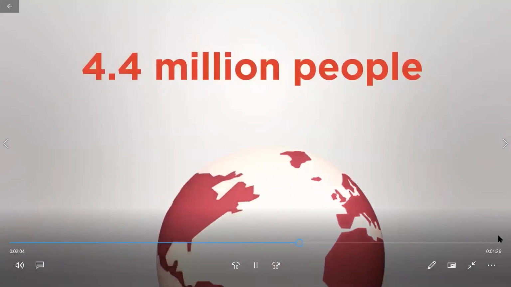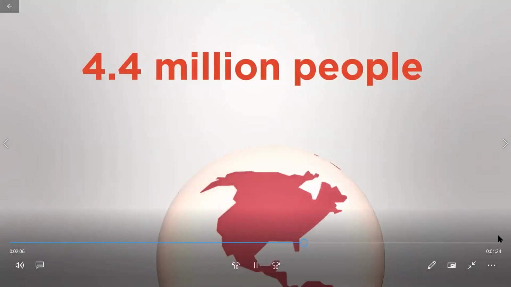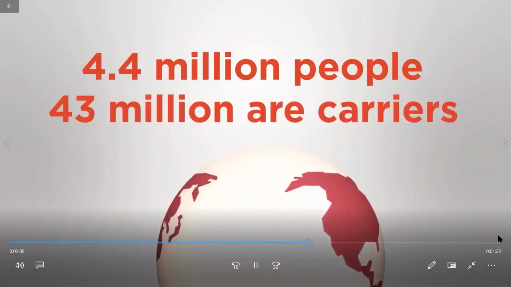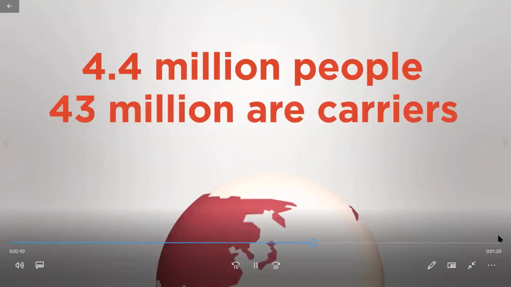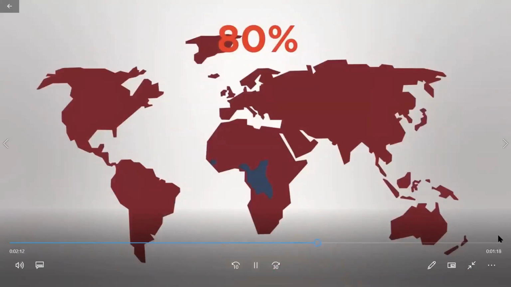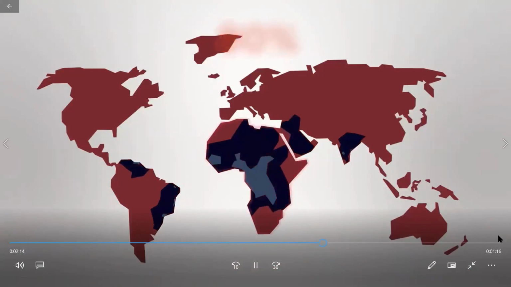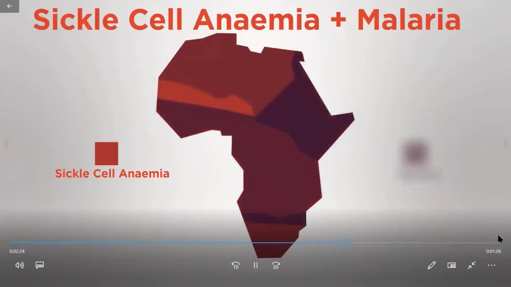There are about 4.4 million people in the world who have sickle cell anemia, while an additional 43 million are carriers. About 80% of people with sickle cell anemia live in Central Africa. It also occurs relatively frequently in parts of India, the Middle East, and among people of African origin living in other parts of the world. These regions are also most affected by the disease malaria. This is not a coincidence.